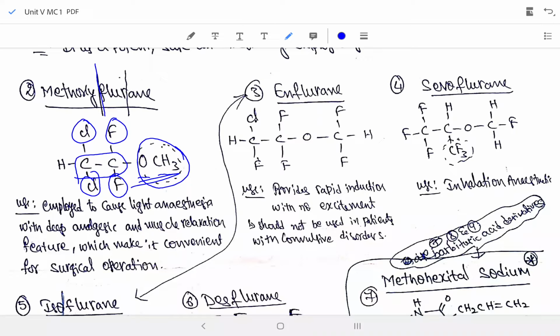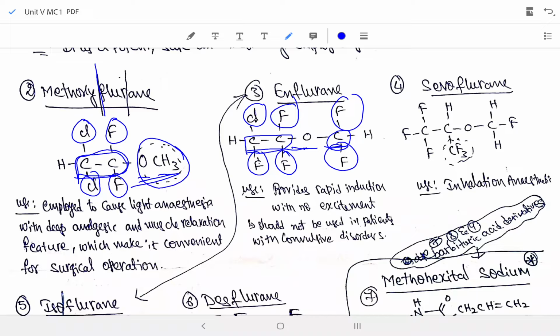The next one is Enflurane. Enflurane is having ethane with an ether link to a methane. So halothane and methoxyflurane are ethane analogs, but Enflurane is an ethoxymethane. Here how hydrogens are replaced with which halogen is to be remembered. The first carbon is having chlorine and fluorine. The second carbon is having fluorine and fluorine. Then an ether linkage, then two fluorines on the third carbon. Right. So its use is in convulsive disorders, convulsion, schizophrenia.